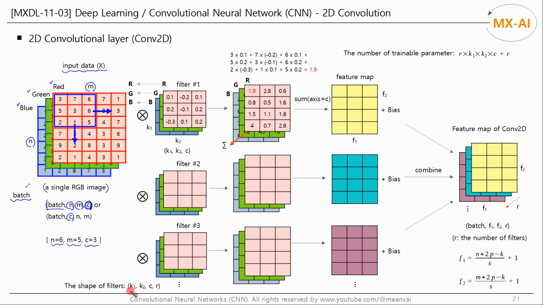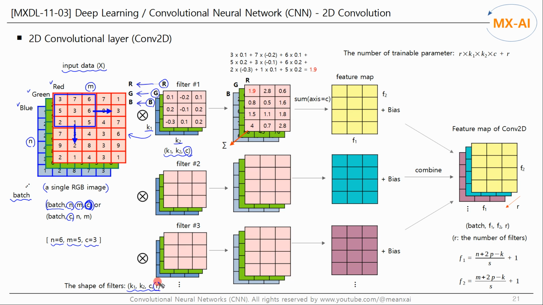The filters used in 2D convolution have a 4-dimensional structure. Each filter has a 3-dimensional structure like this. The last dimension of the filter should match the last dimension C of the input image. A 3D filter is applied to a 3D image. Each filter consists of RGB filters of size K1 by K2: a red filter, a green filter, and a blue filter. Each RGB filter is applied to each RGB channel of the image.